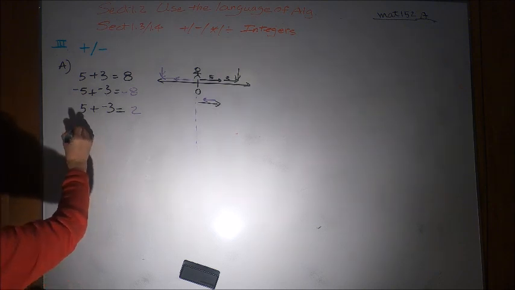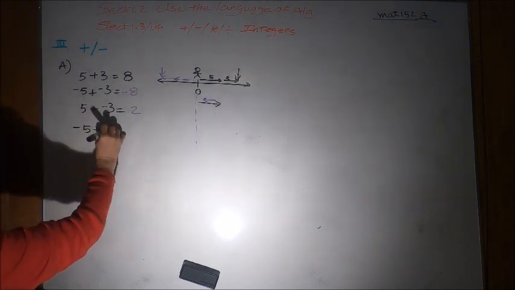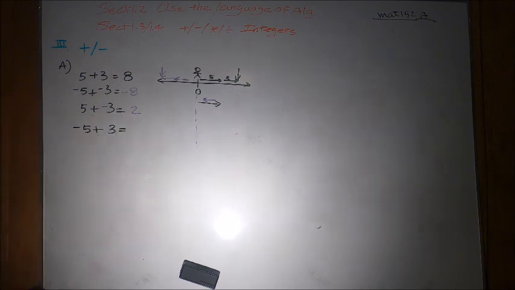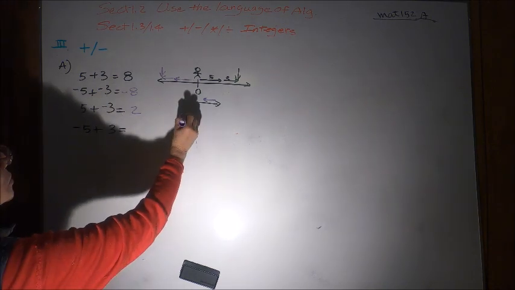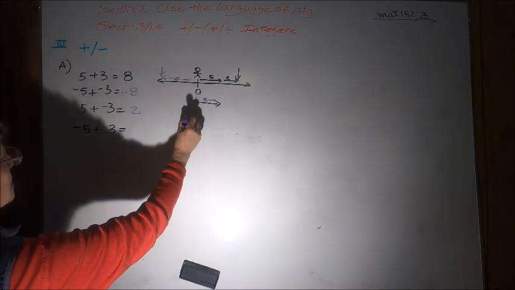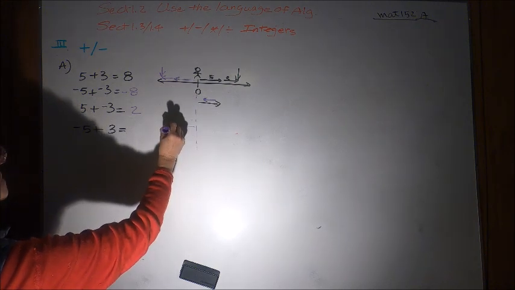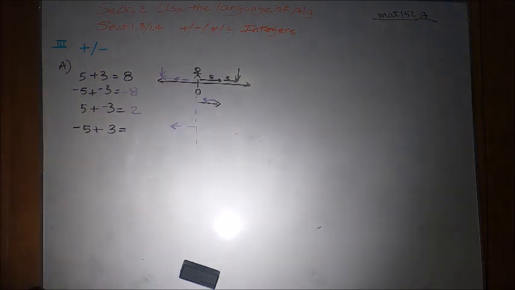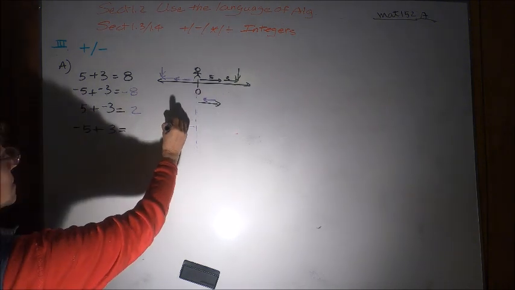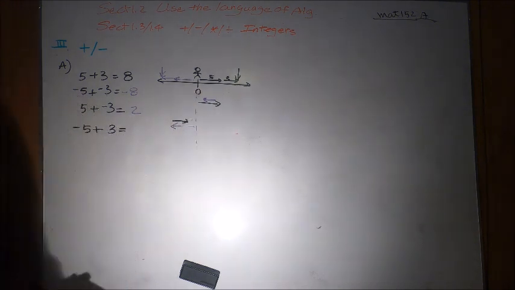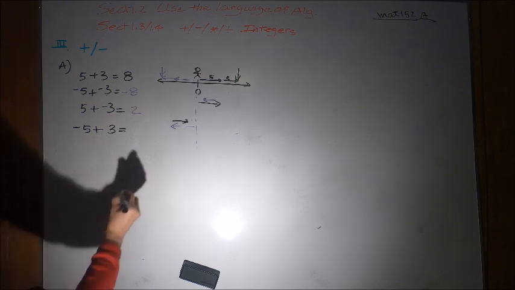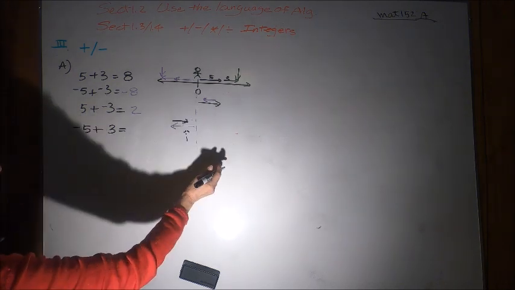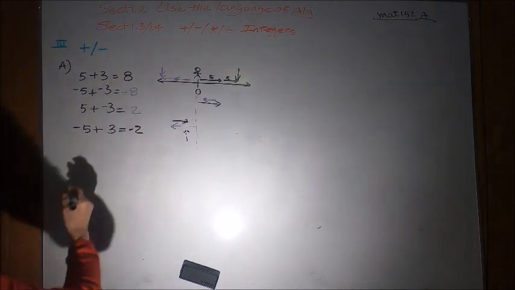If you have negative 5 plus 3, how do you do it? You go left 5 steps, right? Then you go right from there 3 steps. Where do you end up? You end up here on the left hand side. So you are at negative 2.